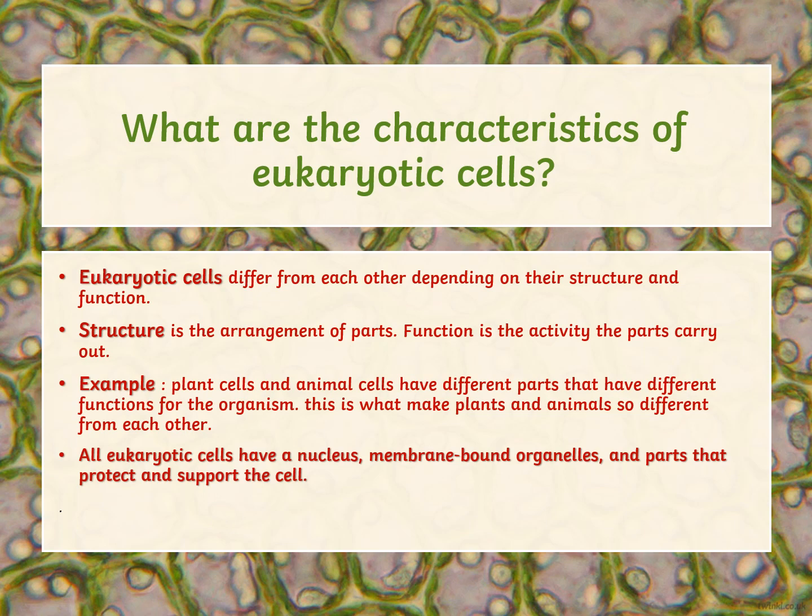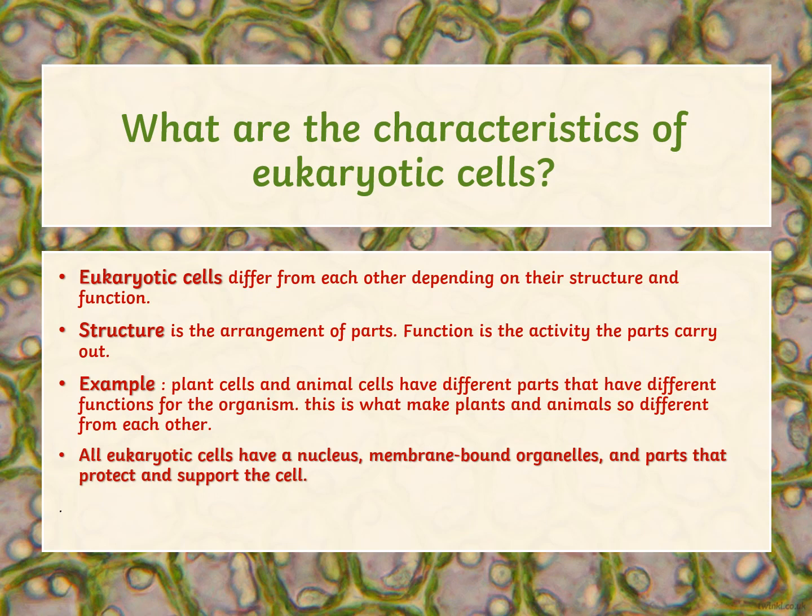So what's the structure? Structure is the arrangement of parts. What is the function? Function is the activity the parts carry out. Okay, and then the examples. Plant cell and animal cell have different parts that have different functions for the organism. That is what makes plants and animals so different from each other. Each of them has its own function, its own structure and parts.